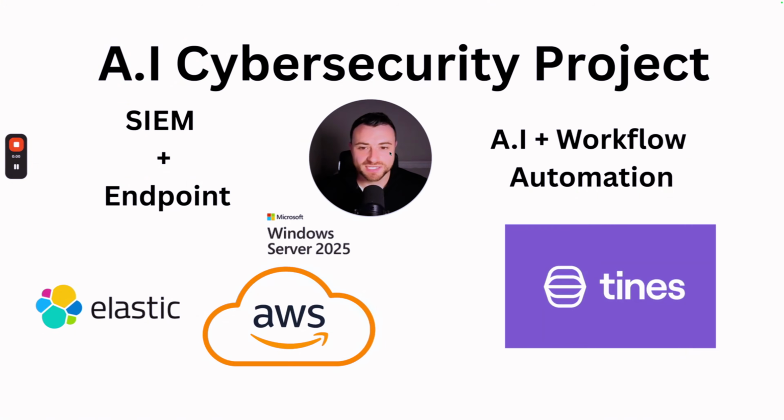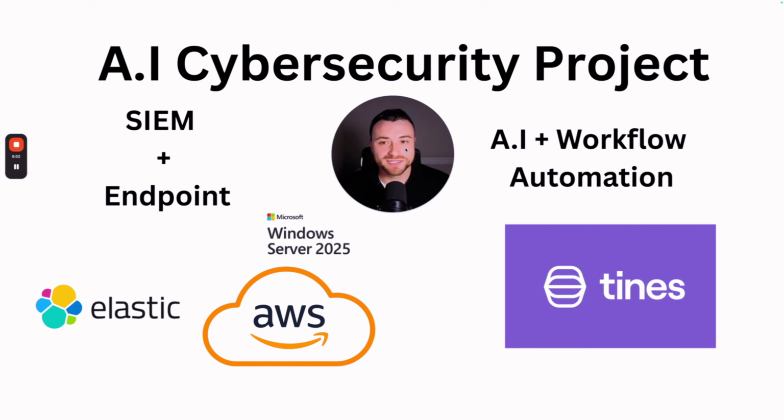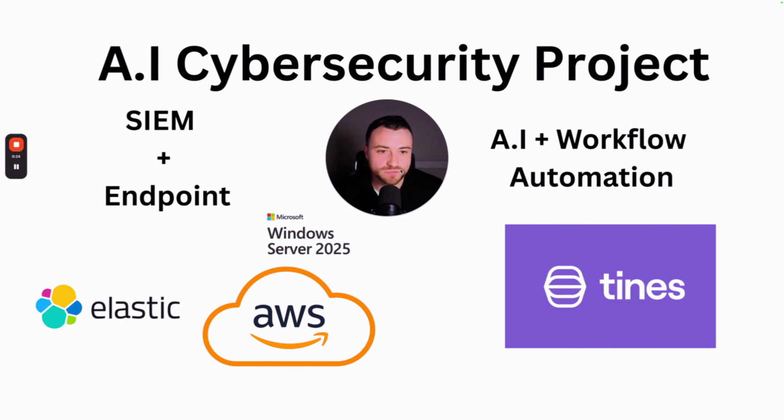So in this cybersecurity AI project, what we're going to need is a SIEM, and for that we're going to be using Elastic SIEM. Then we're going to need an endpoint to actually get data into the SIEM itself. I'm going to be using a Windows Server 2025 using AWS, but you can also use a virtual machine and just a free Windows ISO image as well. But it really doesn't matter what you decide to use.